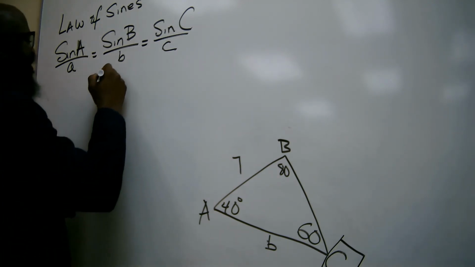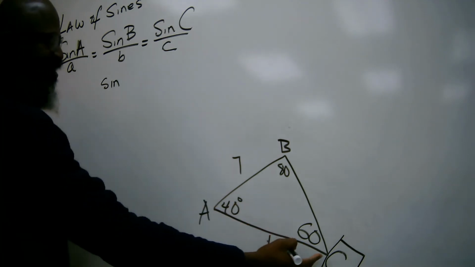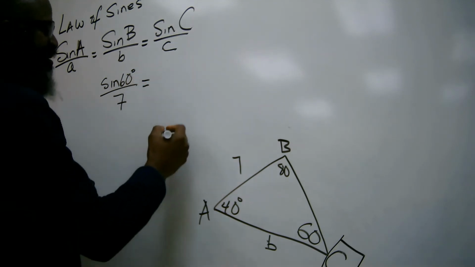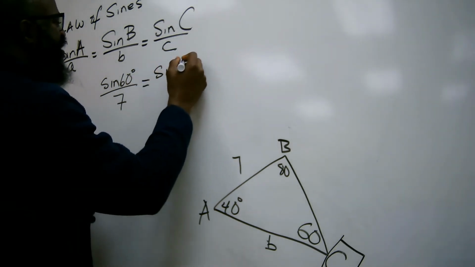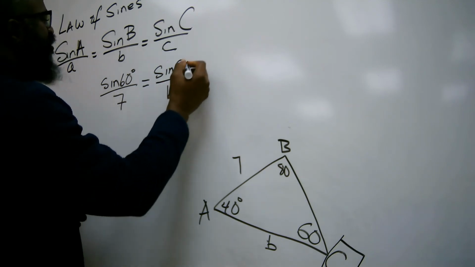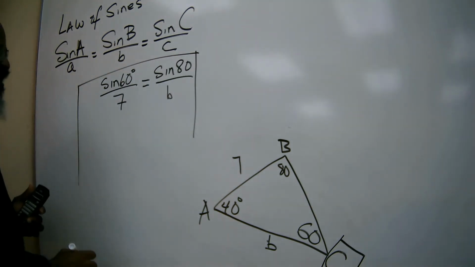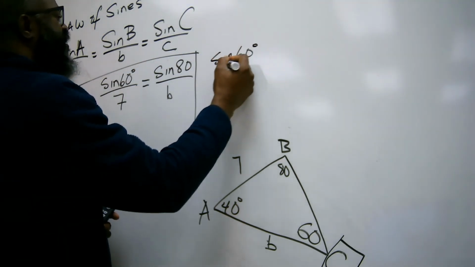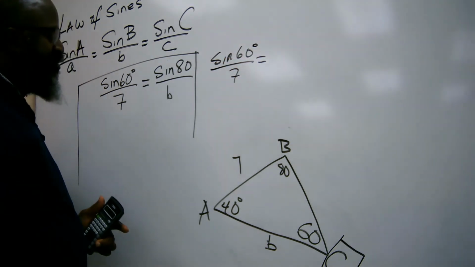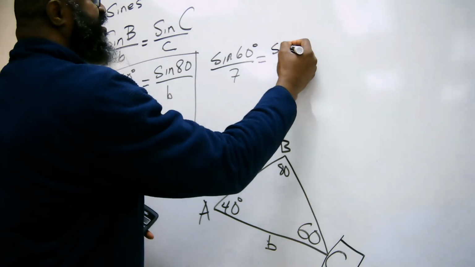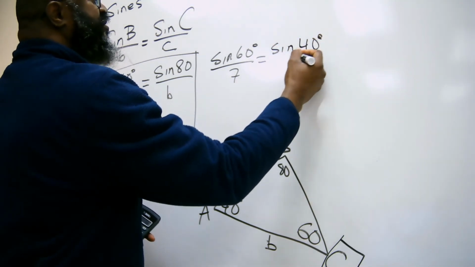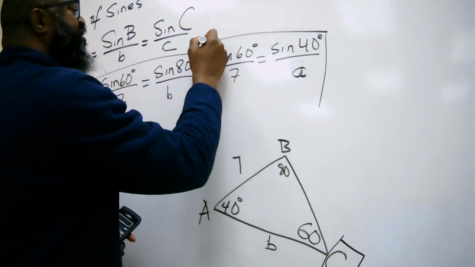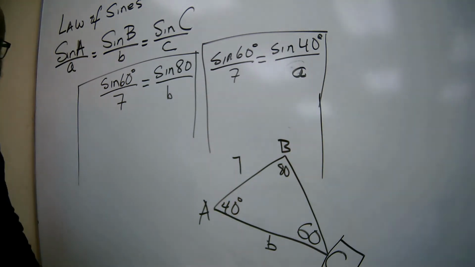So you will have sine of 60, which is sine of angle C, over side 7, equal to sine of B, 80, over b. That will give me my first proportion, and then I can solve for that. I'm going to use my scale factor again: sine of 60 over 7 is equal to sine of A, sine of 40, over little a. That gives me my other equation. Those are the two equations that I'm going to solve.